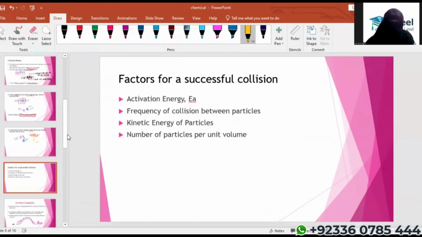Now, what are the factors for a successful collision to take place? There are four things that you need to keep in mind. The first is activation energy, also known as EA. This is just an abbreviation for writing activation energy. The second is frequency of collision between particles. The third is kinetic energy of the particles. And the last is the number of particles per unit volume. These four factors affect a successful collision.